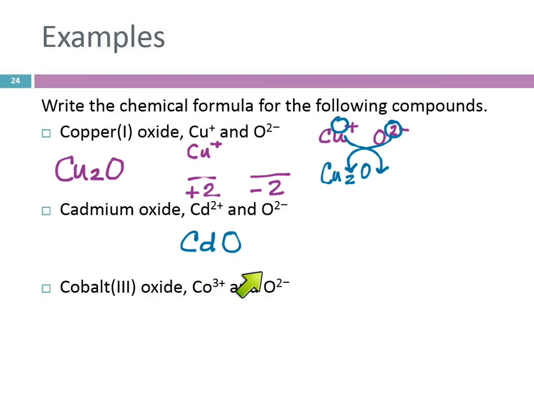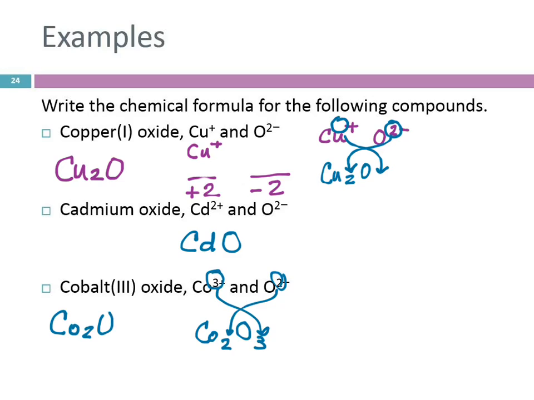So we're going to look at this. We see we got plus 3, minus 2. Not the same numbers. That tells us we could do a crisscross thing. So I'm going to take this 3, and that's going to become the subscript for the oxygen. 2 becomes the subscript for the cobalt. Co2O3. Very important to make your big O's big and your little o's little. Any questions? Let's do the drawing pictures.